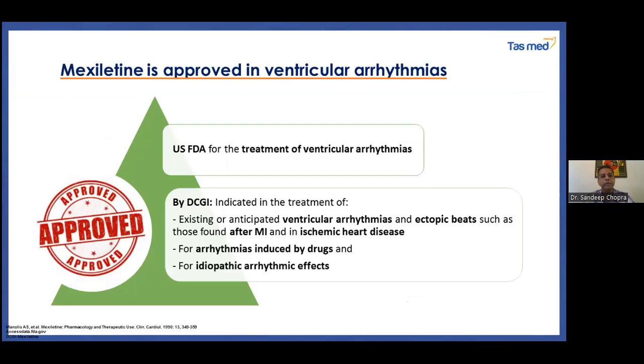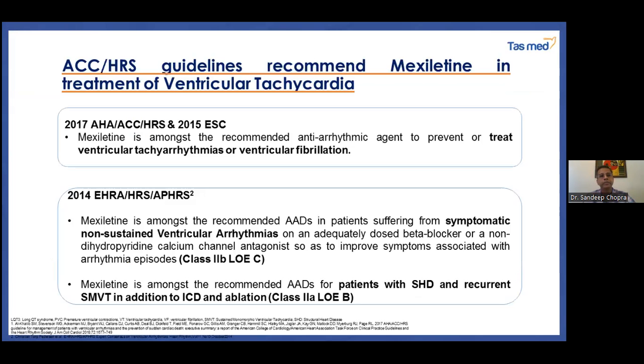Procainamide is not very used. Mexiletine is approved in ventricular arrhythmias. US FDA approval is there. By the DCGI, it's indicated in the treatment of existing or anticipated ventricular arrhythmias and ectopic beats, such as those found after MI and in ischemic heart disease, for arrhythmia induced by drugs, and for idiopathic arrhythmic effects.